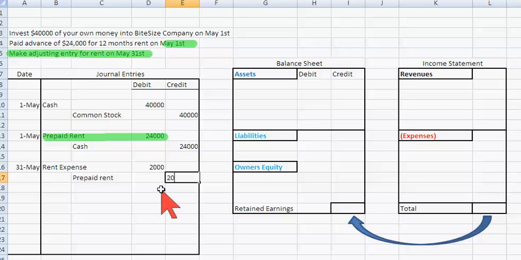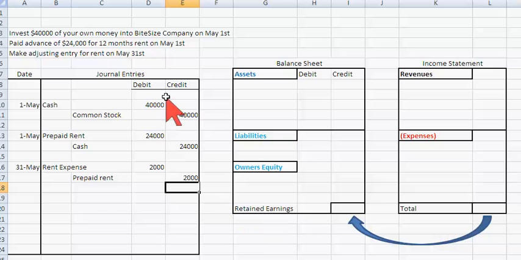Since this is the adjusting entry and we're adjusting prepaid rent up here, we don't credit cash because we already credited cash when we paid $24,000. So we just adjust prepaid rent. Now we can put our 6 journal entries into the balance sheet and income statement.